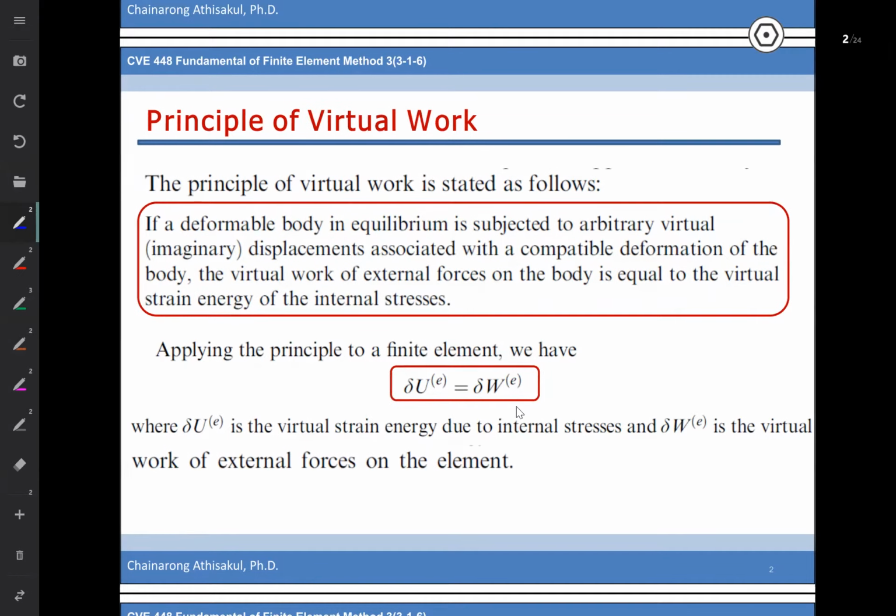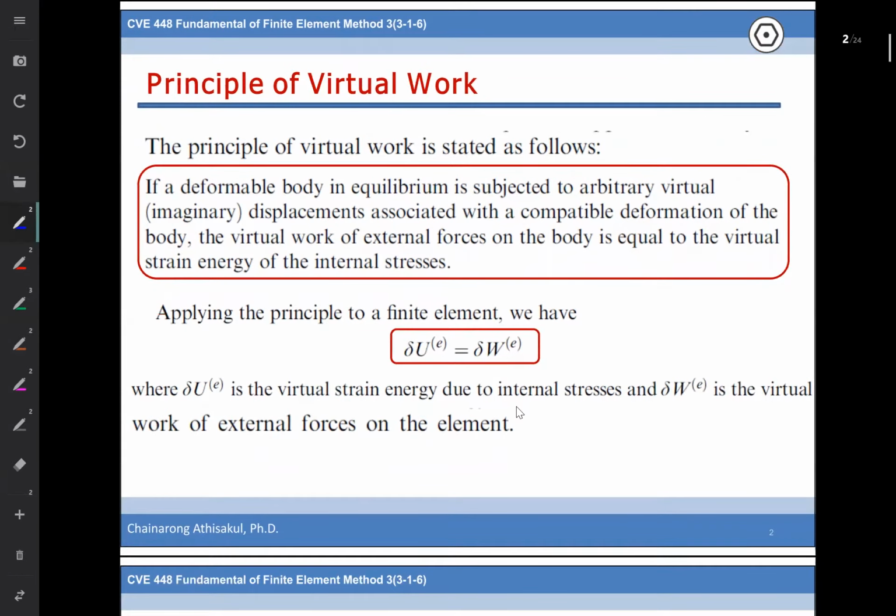And we know that if a deformable body in equilibrium is subject to an arbitrary, virtual, or imaginary displacement associated with a compatible deformation of the body, the virtual work of the external force on the body is equal to the virtual strain energy of the internal stress. Okay, this is the principle of virtual work.